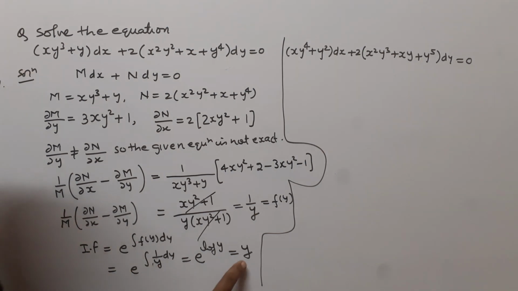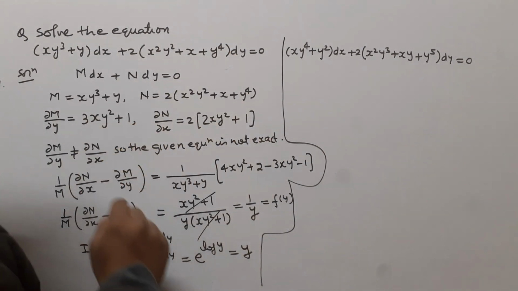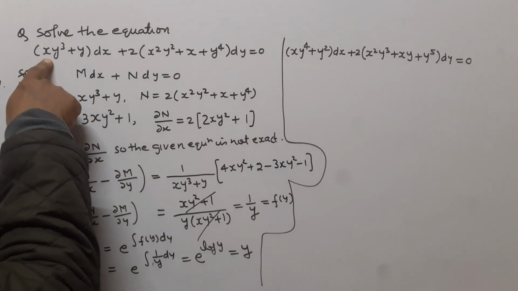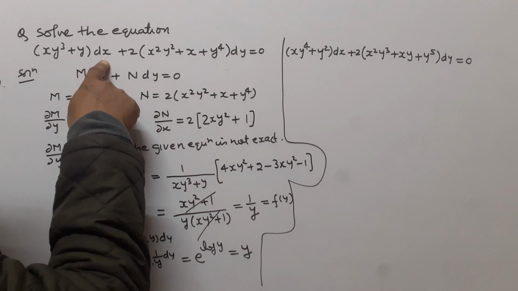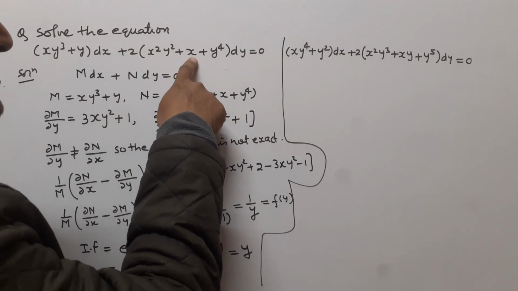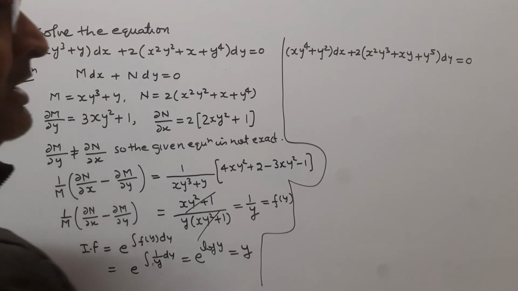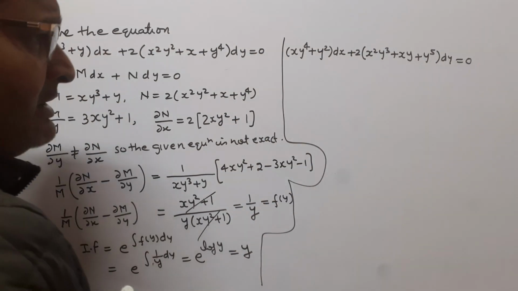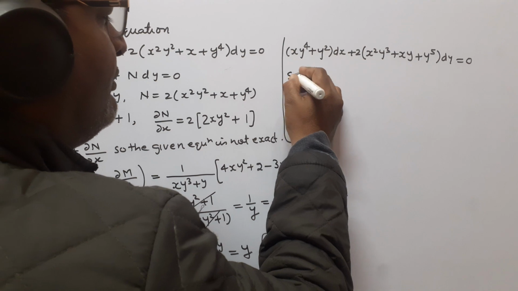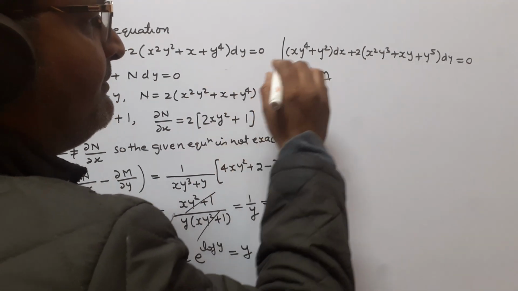Here the integrating factor is y, so in the given differential equation we multiply by y, so this is (xy^4 + y^2) dx + (2x^2y^3 + xy + y^5) dy = 0. Now this equation is exact, so we write here the solution of the given differential equation.